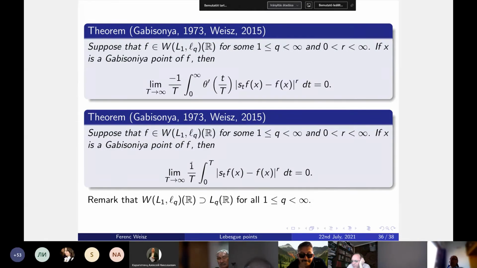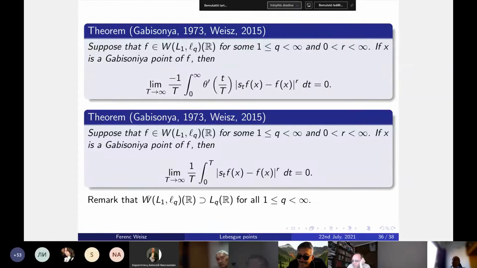Here you can see the same result for the Fejér means. Then we have to integrate only from 0 to t, and theta is the triangular function, and the derivative of theta on the right hand side is equal to -1. So this is the result for the Fejér means. This was proved by Gabisonia for the Fejér means and for Fourier series, and later I extended it for theta means and for these larger spaces.